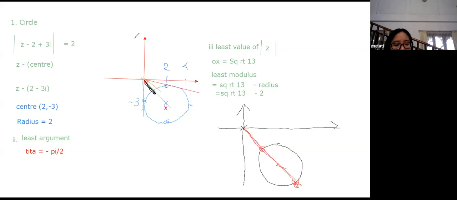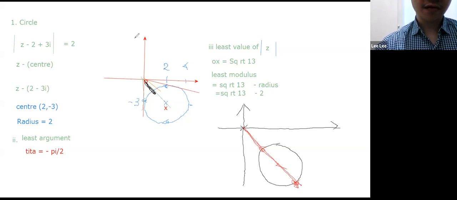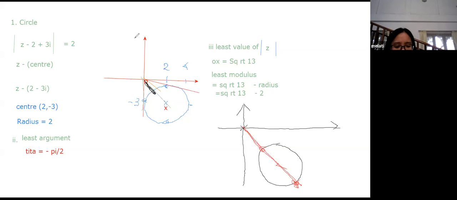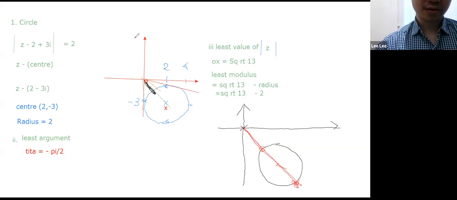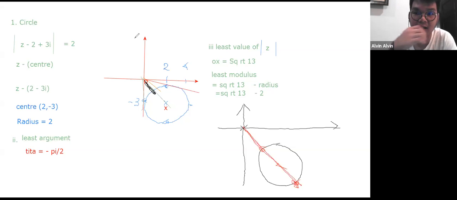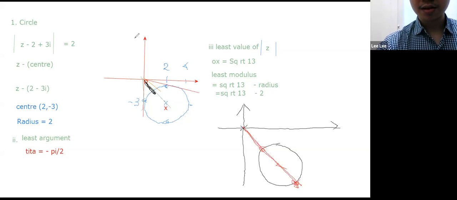So for the least argument, least argument is the most negative answer. Most negative answer. Okay, I cleared the board. Next model.